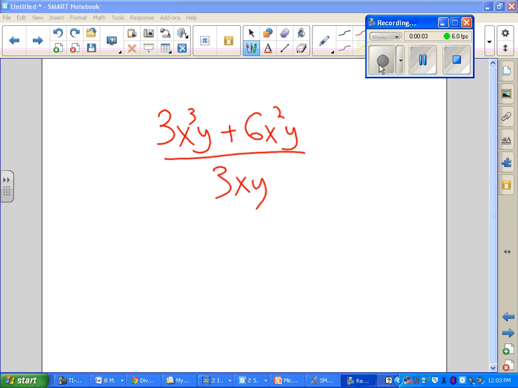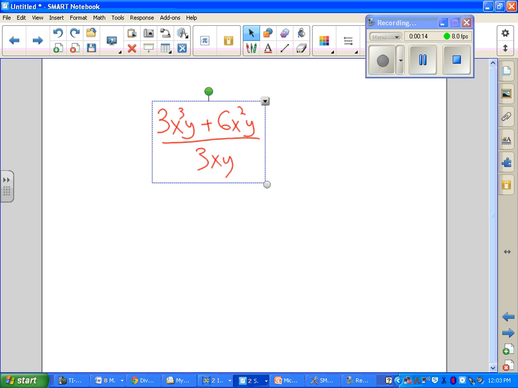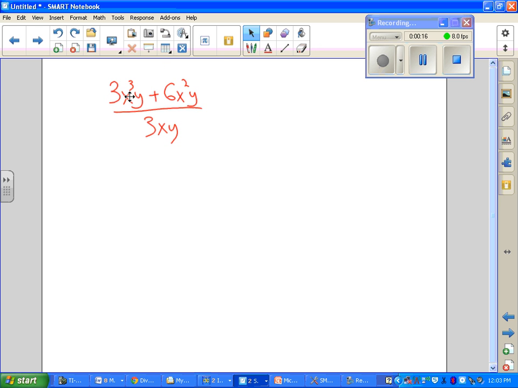I will be dividing polynomials, which, I'm sorry, this one's a binomial because it's two terms being divided by one term. There's two ways to do it. We're going to do it both ways. The first way is to write it down twice.